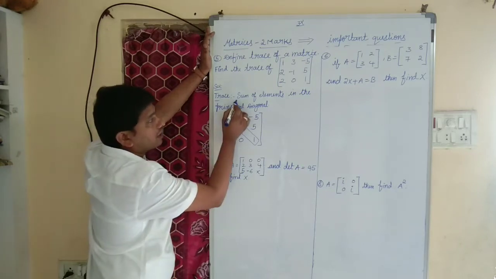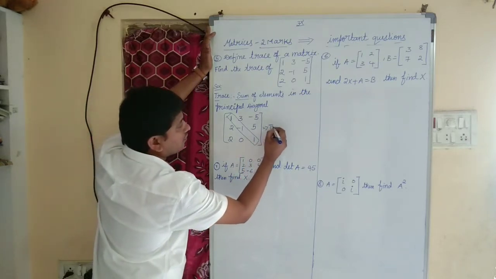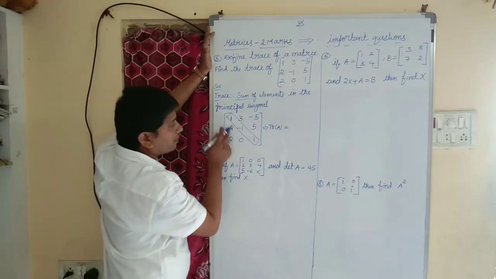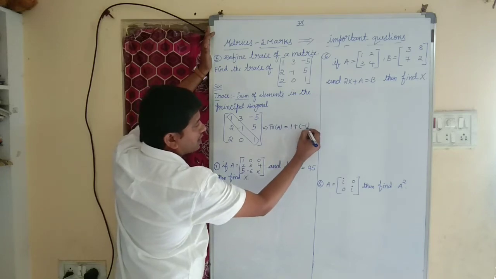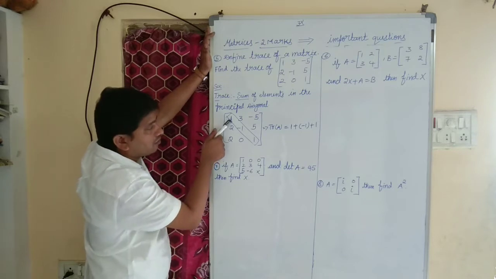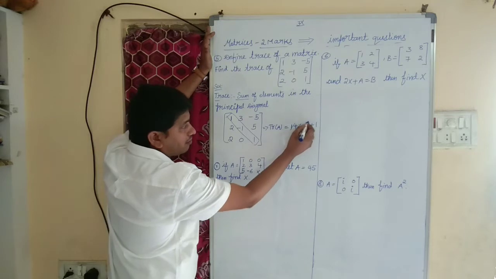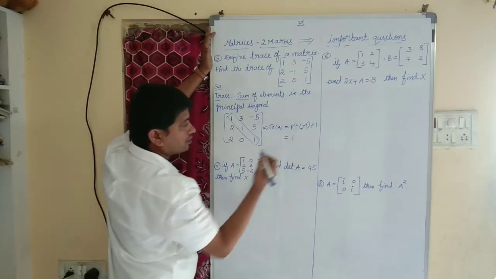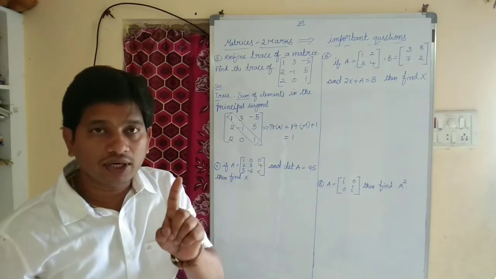So trace means what? Sum of elements in the principal diagonal. I mean trace of A equal to sum of the principal diagonal elements. So we have 1 plus minus 1 plus 1. Those are the principal diagonal elements, right? So plus 1 minus 1 gets cancelled, right? So we have 1. So what is the trace of the given matrix? Trace of given matrix is 1.